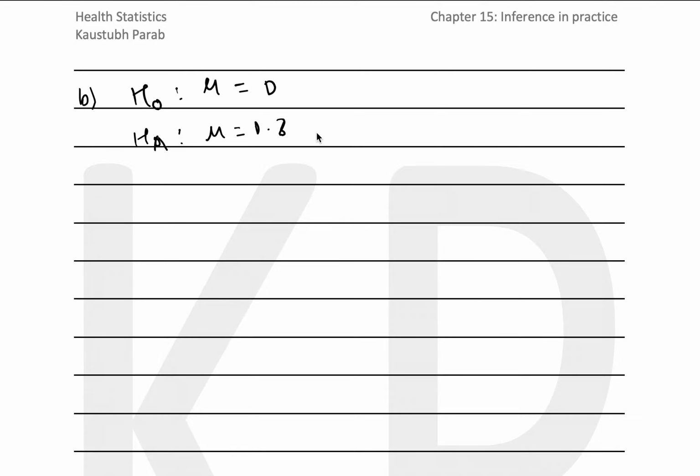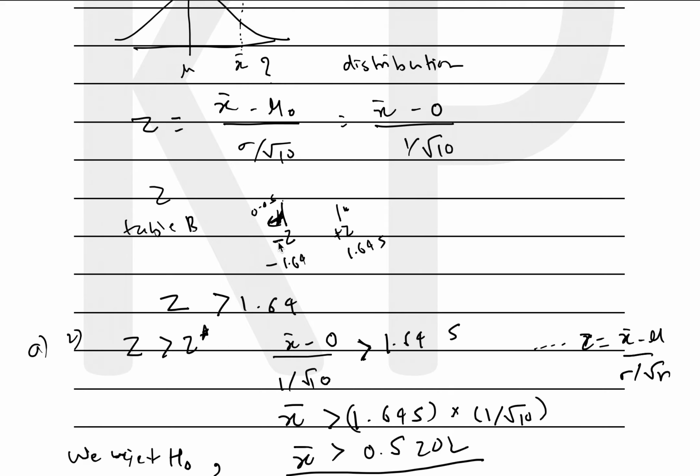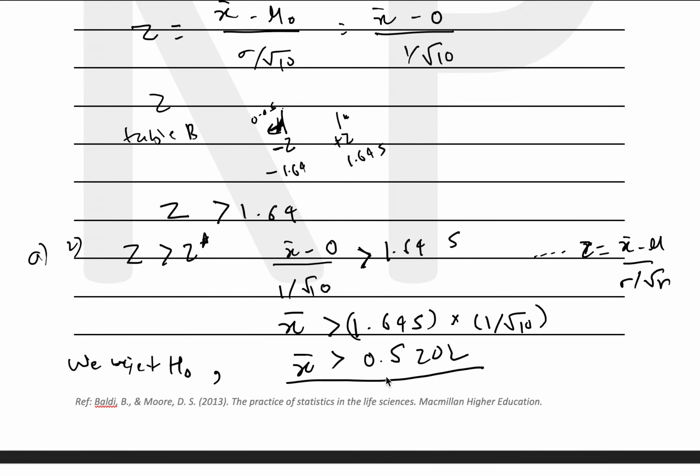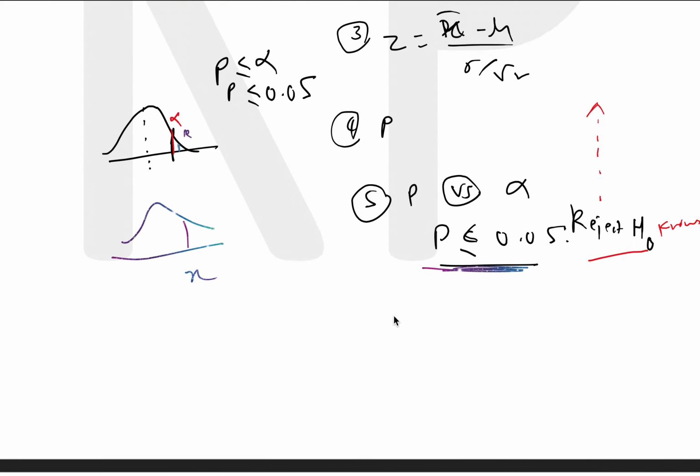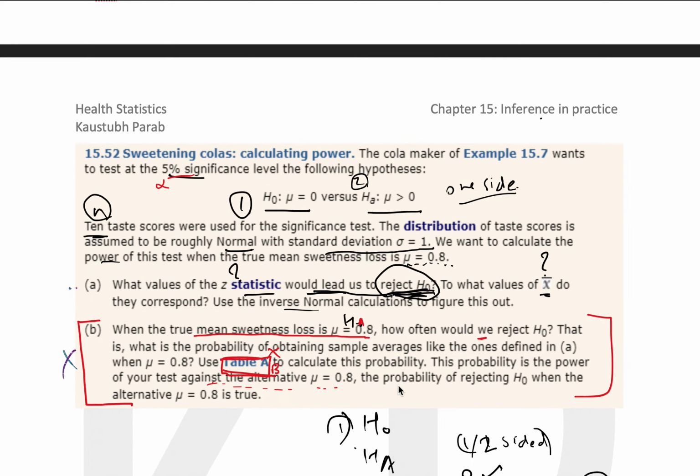So we know that we are looking at mu equal to 0.8, and we want to find the probability when we reject the null hypothesis in this case. That's nothing but the probability of x bar being greater than 0.52, right? Because we found the corresponding x value to reject the null is 0.5202, and they ask us to refer to that probability from what we have calculated in part A.